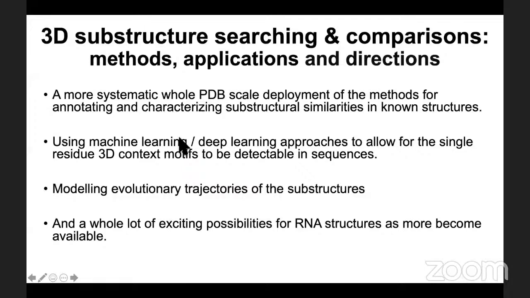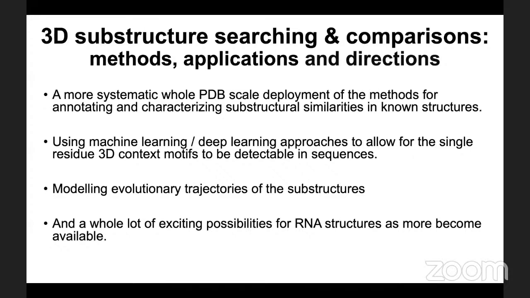Now I want to move on to the final part of the talk. So we've covered methods, applications. Now I want to touch on where do we go from here, the directions. So one that we are very much interested in and currently doing is trying a more systematic whole PDB scale deployment of the methods to annotate and characterize substructural similarities in known and unknown structures. And we want to take that further as well.